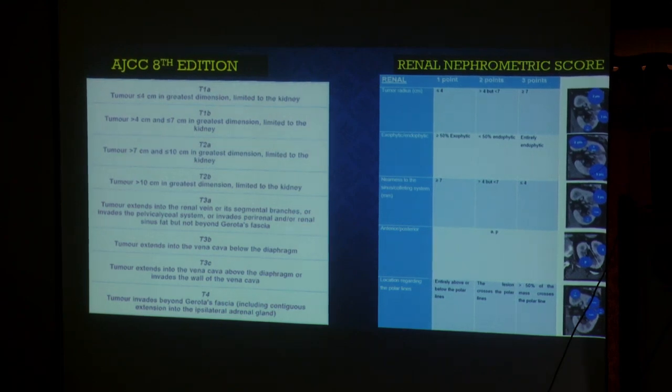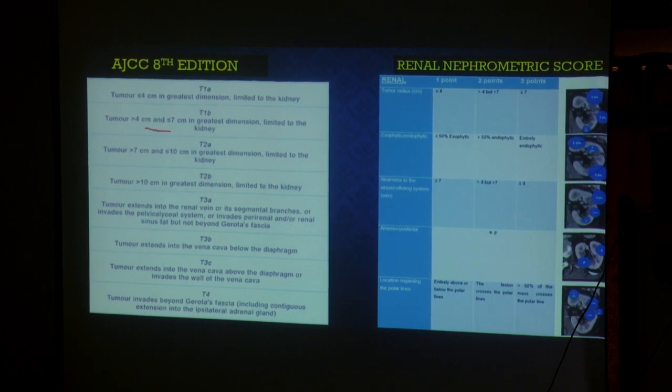So, in TNM staging, T1 and T2 are completely based upon the size of the lesion. If the lesion is less than 4 centimeter in size, it is T1A. If the lesion is between 4 to 7 centimeter in size, it is T1B. If the lesion is between 7 to 10 centimeter, T2A, and if it is more than 10 centimeter, it is T2B. But in this case, the size of the lesion was only 8 centimeter, but there was renal vein involvement. So when there is isolated renal vein involvement, we will have to classify it as T3A.